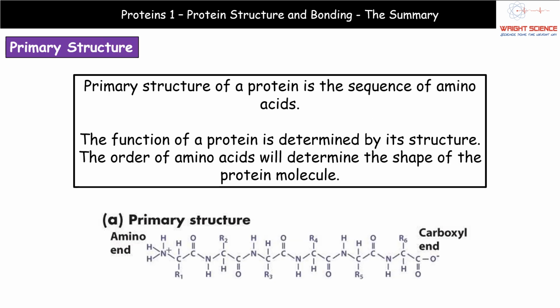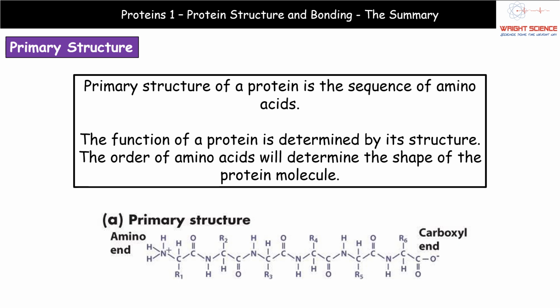The first level of protein structure then is the primary structure. If you are ever asked on an exam paper, what is the primary structure of a protein? All they're looking for is the sequence of amino acids, because that's literally what the primary structure is. It just tells us in what order those amino acids occur in. So does it go proline, cysteine, lysine, etc.? That's the primary structure, just this simple sequence of amino acids.